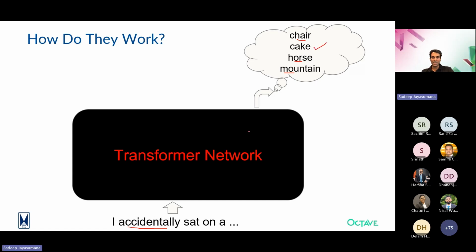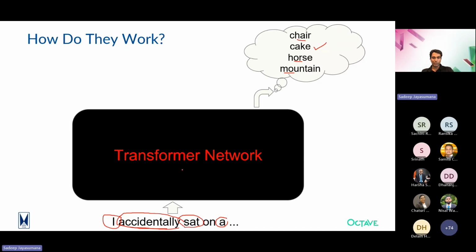But to make that decision, the transformer network has to understand, like really understand, what this sentence is about. It has to understand this verb, sitting, and then it has to understand this adverb, accidentally sitting, and it has to understand who is sitting on whatever the thing is, and all that. So that's the challenge that this transformer network has.